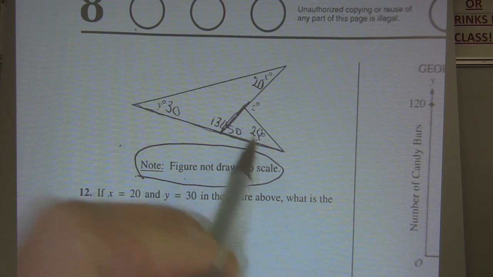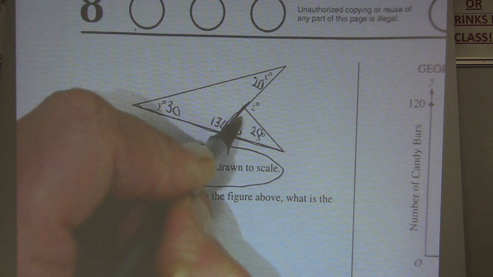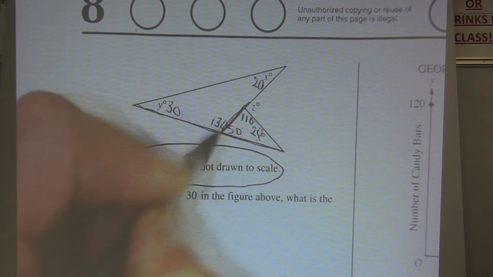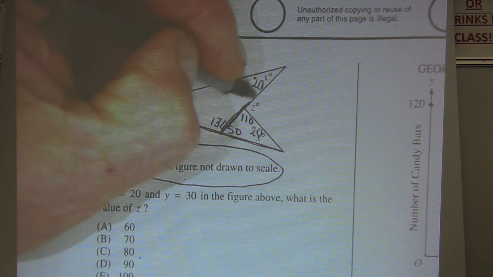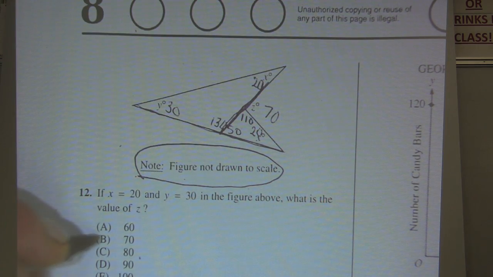Okay, if you can read my writing, 50 plus 20 adds up to 70. So I need 110 more here. That's 110. Look, and now I know angle Z from this straight line. It must be 70, because straight lines are always 180. So that's choice B.